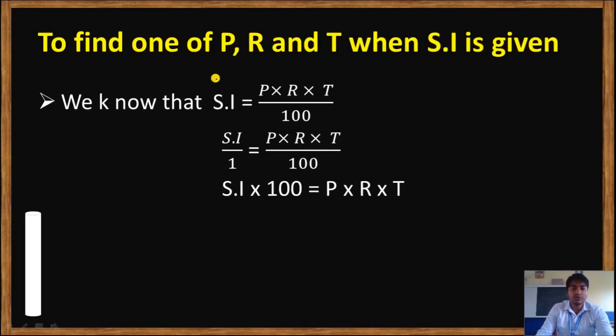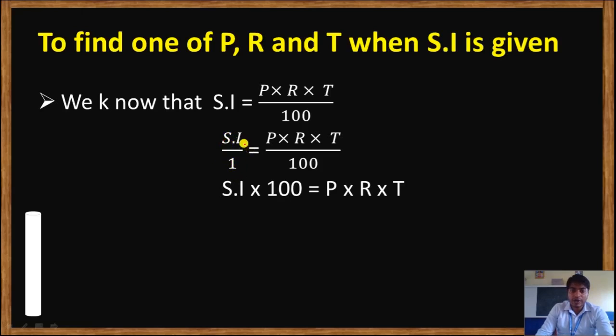In the last video we started simple interest, where we understood how to find simple interest when we have principal, rate and time. Today we are going to discuss how to find principal, rate and time when we have simple interest. Okay, so the formula we know very well: simple interest equals principal into rate into time by 100. We can write this as simple interest by 1 equals principal into rate into time by 100. When we divide any number by 1 we get the number itself, so we can write it like this.